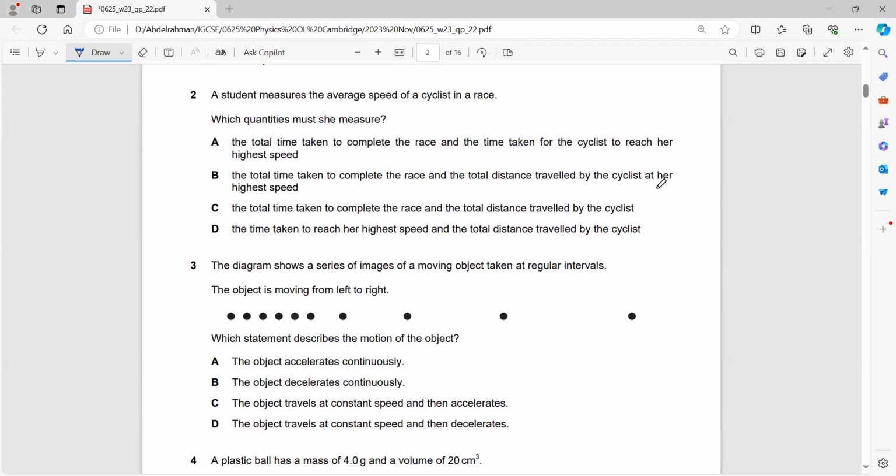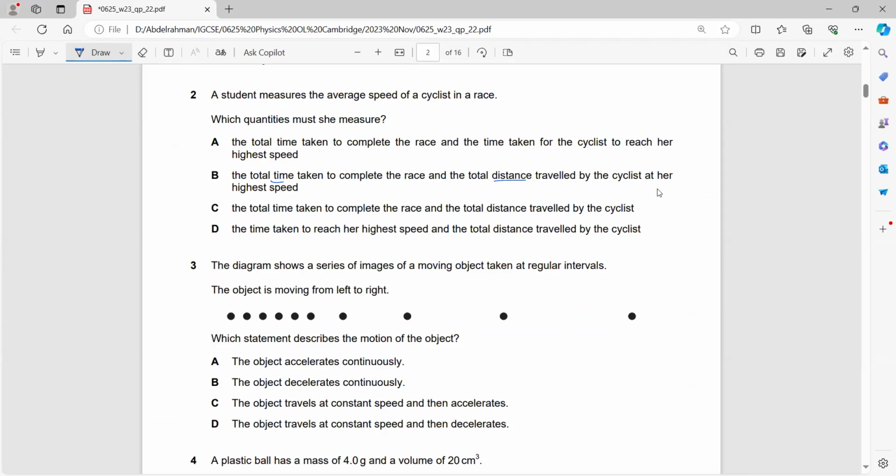A student measures the average speed of a cyclist in a race. Which quantities must she measure? Average speed. Time taken. Any ideas? Total time taken and total distance traveled. Exactly, total time taken and total distance traveled.